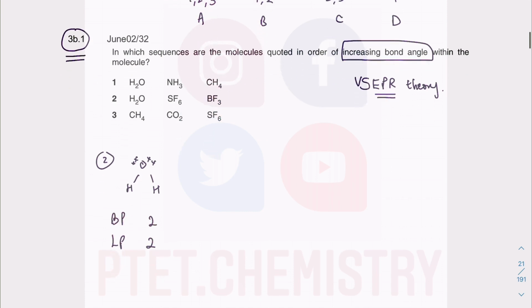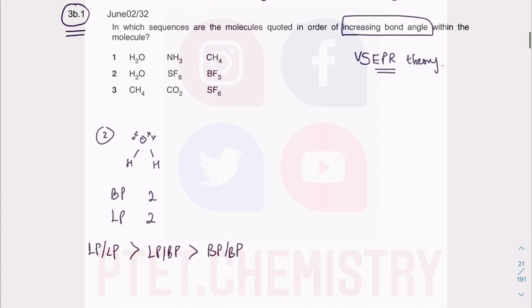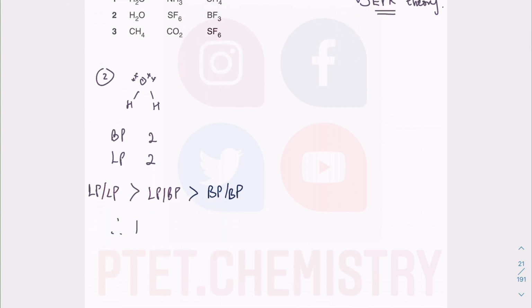Okay, so with 2 bond pairs and 2 lone pairs, we say that lone pair-lone pair repels more than lone pair-bond pair, which repels more than bond pair-bond pair. That is all part of valence shell electron pair repulsion theory, and therefore you have to state all of these in order to score in the theory paper if you want to talk about the shape and the bond angle.